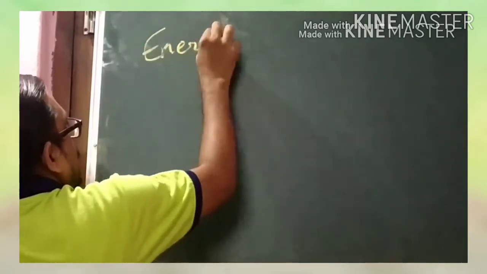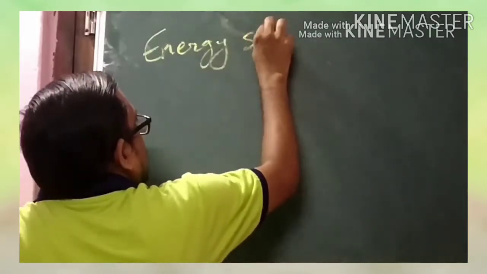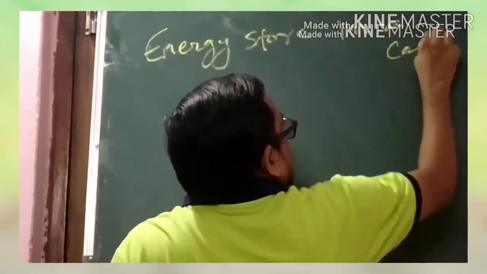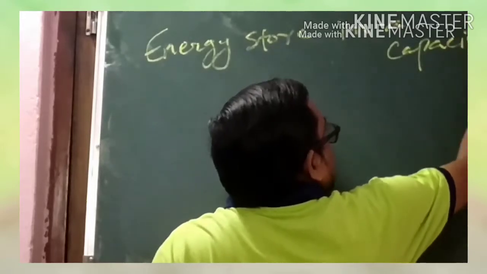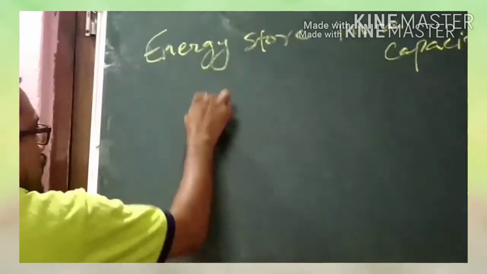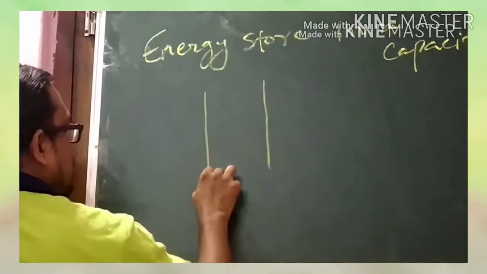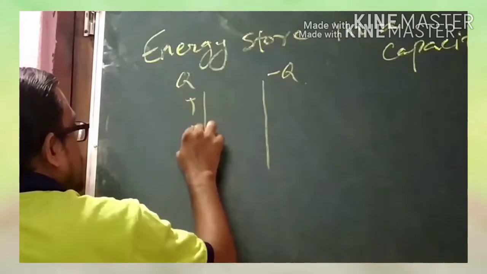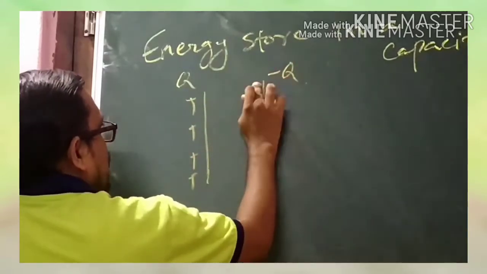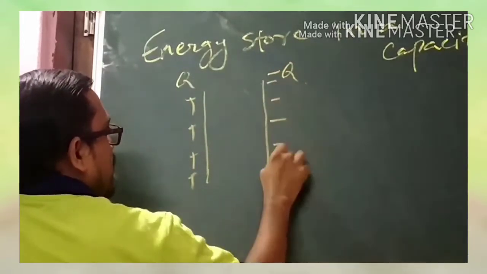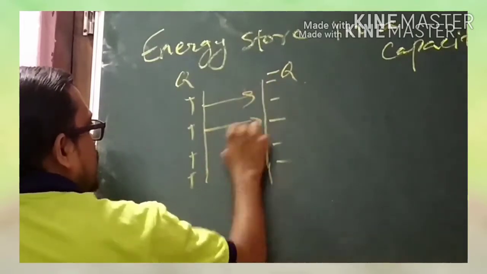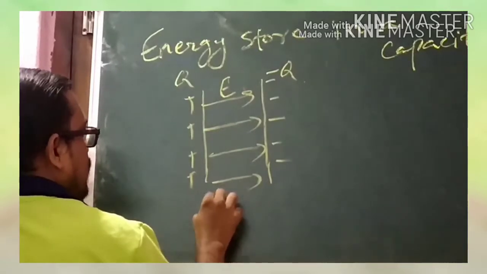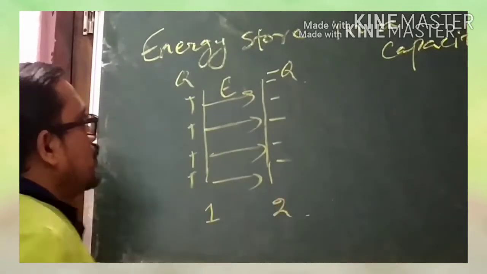Energy stored in a capacitor. So let me first draw the diagram of the capacitor in this case. As you know, this is plus Q, this is minus Q, this is plus and this is again minus. There is an electric field in this case. Now this is conductor 1 and this is conductor 2.